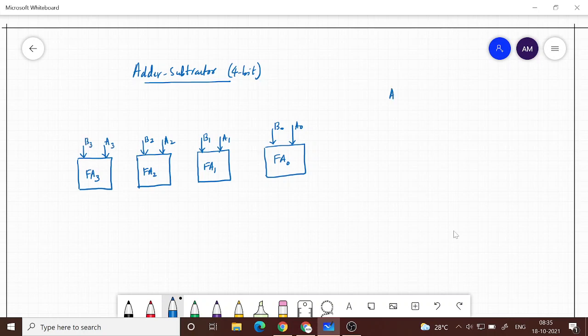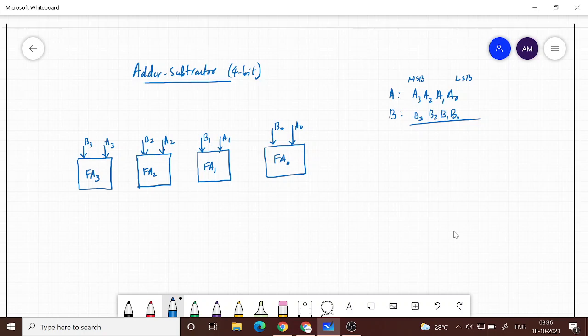So A is a number which is A3, A2, A1, A0. So it's a 4-bit number. A0 is the LSB, least significant bit, and A3 is the MSB. Similarly, B is the second number, which I am denoting as B0, B1, B2, B3. And our purpose is to add these two 4-bit numbers.